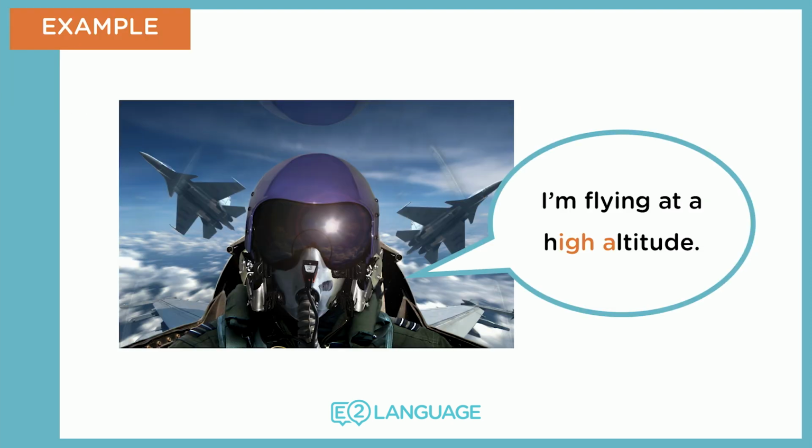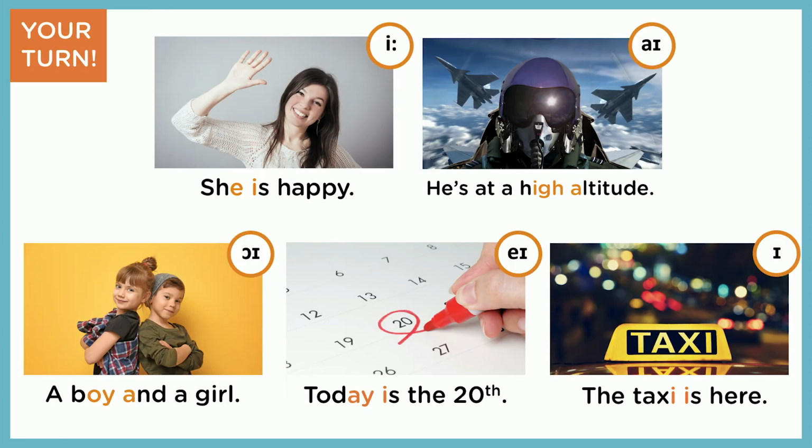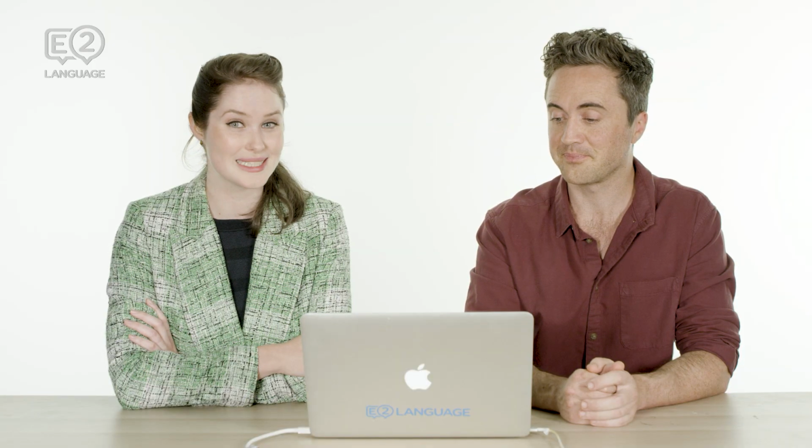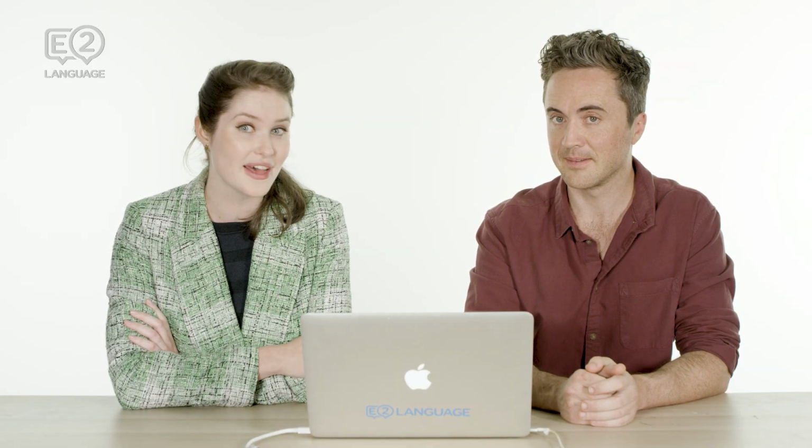So some more examples. I'm flying at a high altitude. And now let's look at examples for all of the vowel sounds that were listed. So E as in she is, she is happy. We've seen the high altitude one already, but in a sentence it would be, he's at a high altitude. Boy as in boy, a boy and a girl. A as in today, today is the 20th. And then finally, we've got the short vowel I as in taxi. The taxi is here.